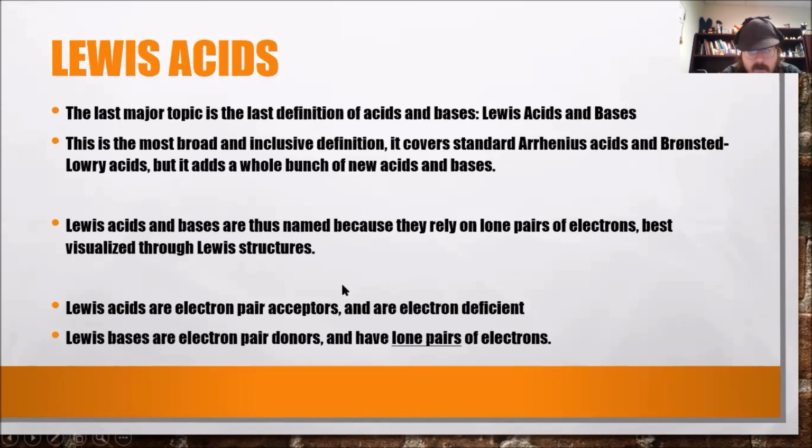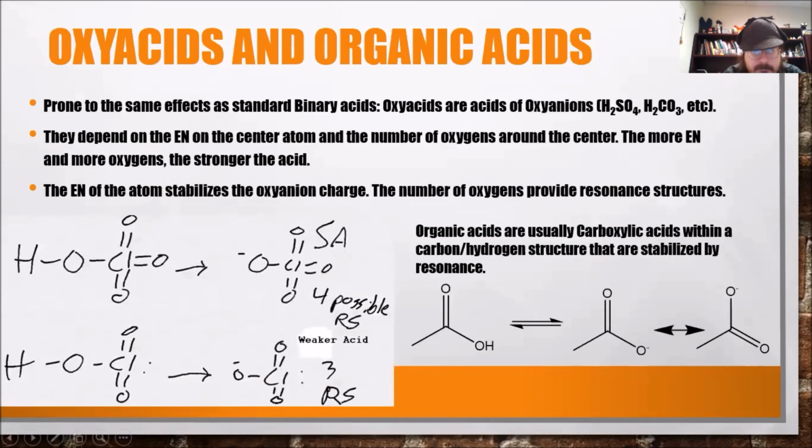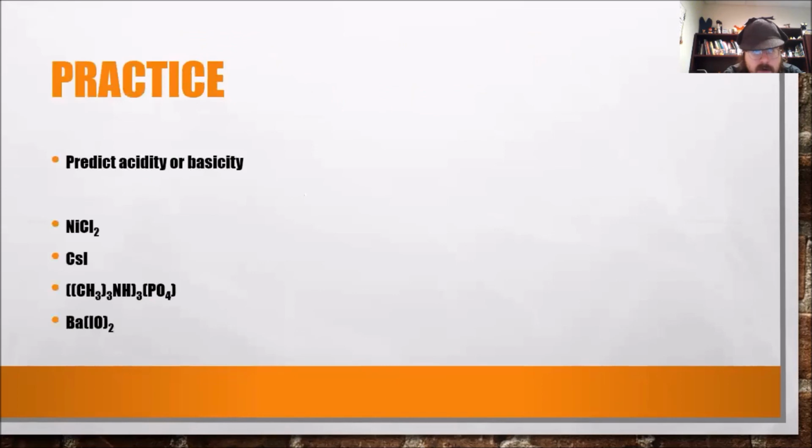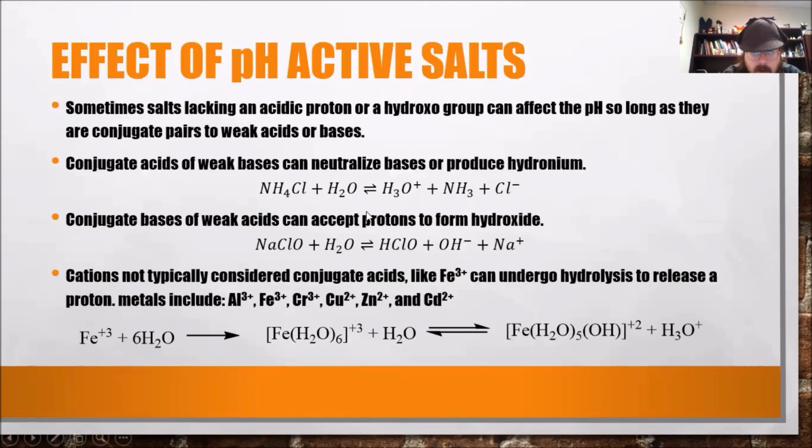And this allows us to think of metals as acids and other things as bases that we wouldn't normally think of as bases. No longer do we have to worry about protons. I'm going to jump back a few slides just to show you that when we talked about these, we talked about, well, iron is an acid. We talked about iron, aluminum, chromium, copper, zinc, cadmium, all acids. Well, they're not acids under Bronsted-Lowry definitions, but they are acids under Lewis acid definitions.